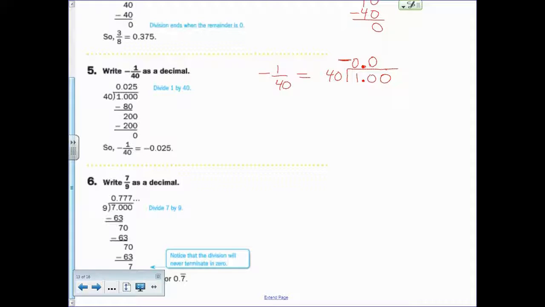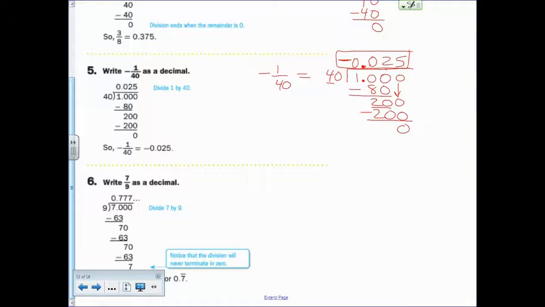40 will go into 100, and it happens to go in twice. 2 times 40 is 80, which gives me 20 left over. I add another 0 and bring it down. And then 40, well, 4 goes into 20, 4 goes into 20 5 times. Therefore, 40 will go into 200 5 times evenly. And so I get 200 down here and 0 remainder. So -1/40 is -0.025, negative 25 thousandths.